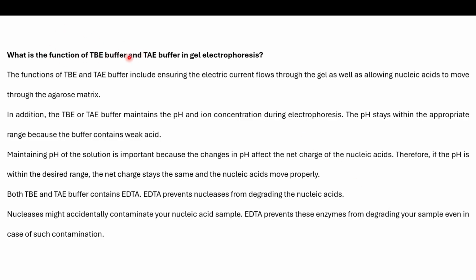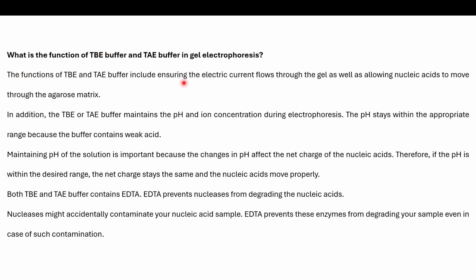Now, the running buffer in the case of agarose gel electrophoresis can be TAE or TBE. Both contain Tris, which is the buffering agent. It can be either borate or acetate, in the case of TBE or TAE respectively, and then EDTA for chelating ions so as to prevent nucleases from acting on the sample.